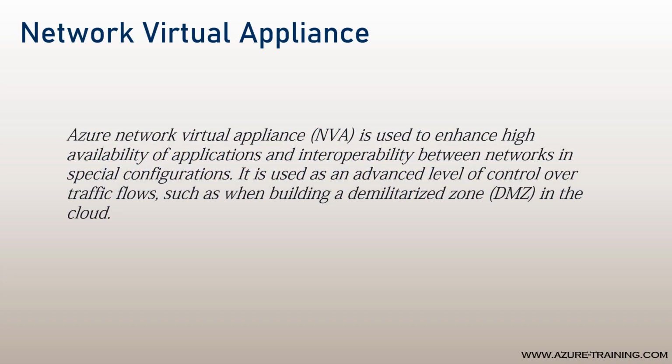Let's first try to understand what a Network Virtual Appliance is in theory. An Azure Network Virtual Appliance, which is an NVA, is used to enhance high availability of applications and interoperability between networks in special configurations. An NVA is typically used to control the flow of traffic between network segments classified with different security levels. For example, a demilitarized zone, a DMZ, virtual network, and the public internet.